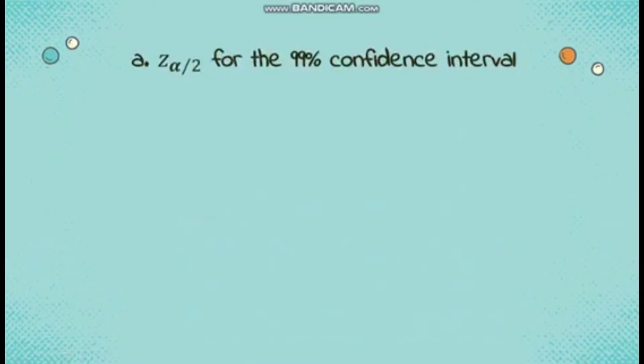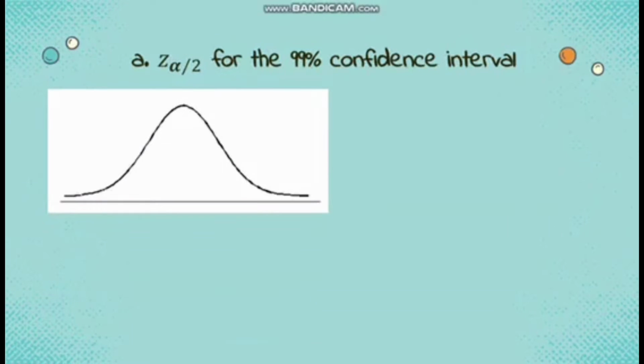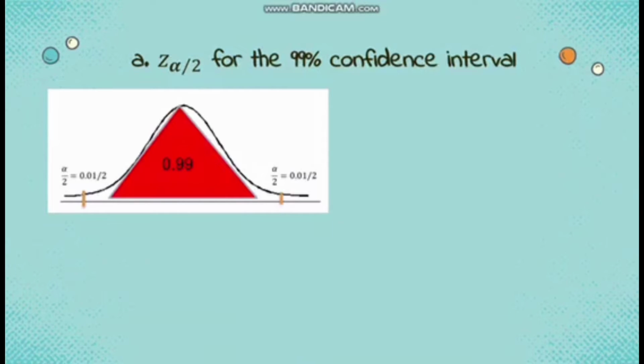Let's start with A. Z sub alpha over 2 for the 99% confidence interval. By using the normal curve distribution between positive Z and negative Z, the area of this region based on the confidence level is 0.99. So the remaining 1% is divided between the left and the right of our Z. 1 minus 0.99 is equal to 0.01. That is the value of our alpha. Alpha over 2 is equal to 0.01 over 2, which is equal to 0.005.